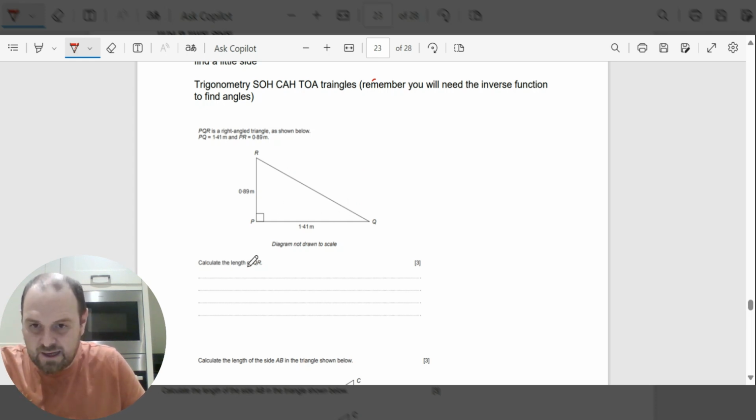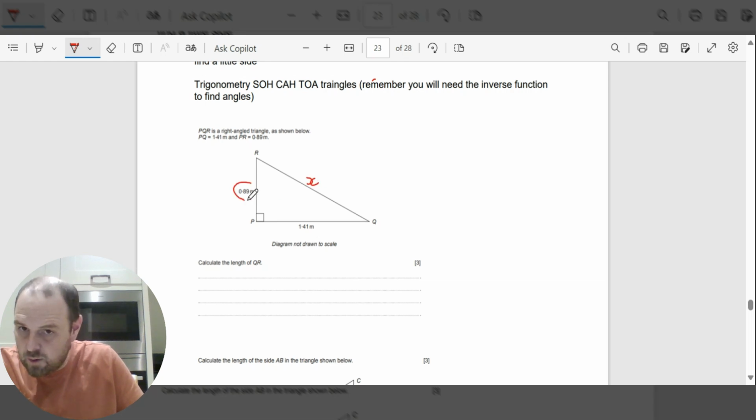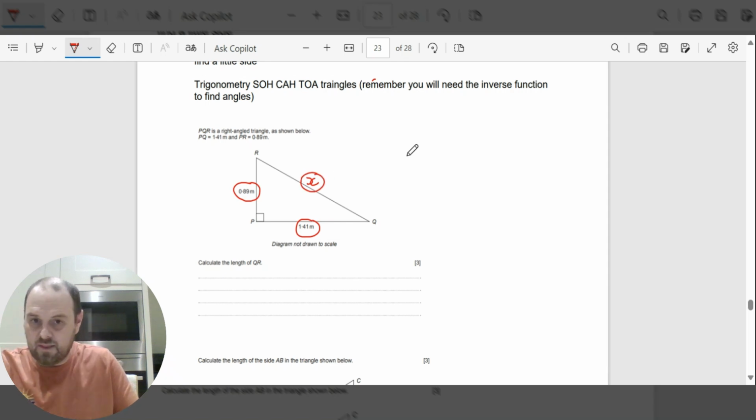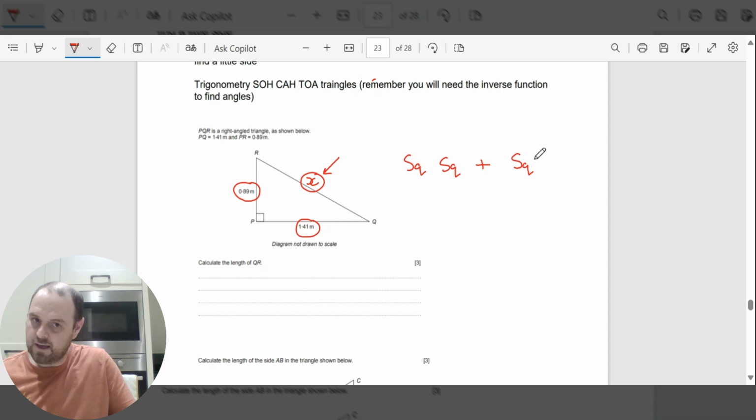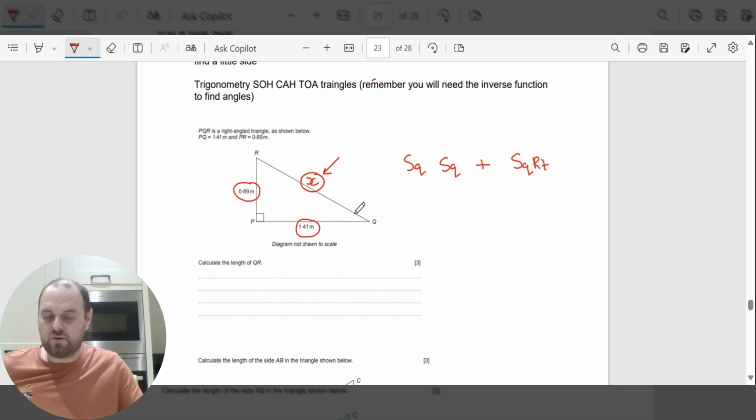Read the question. Calculate the length of QR. We want this. In other words, we know this side, we know this side, we want this side. That is Pythagoras. That is square, square. And because the side we want is the longest side, we need to add our squares together before square rooting. So to find the big side: square, square, add, square root.